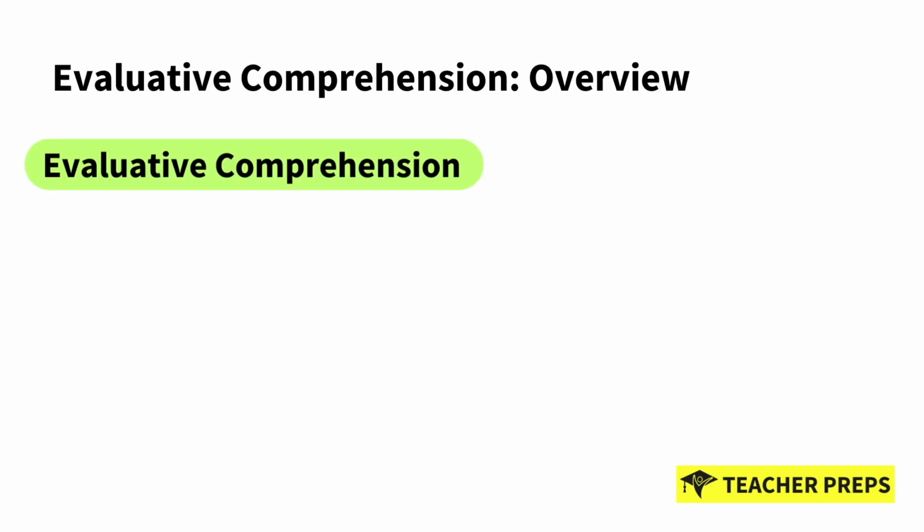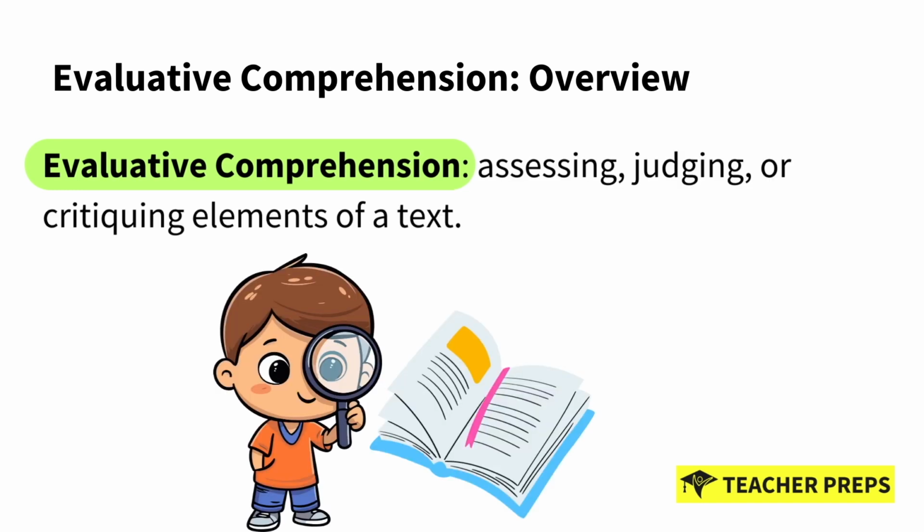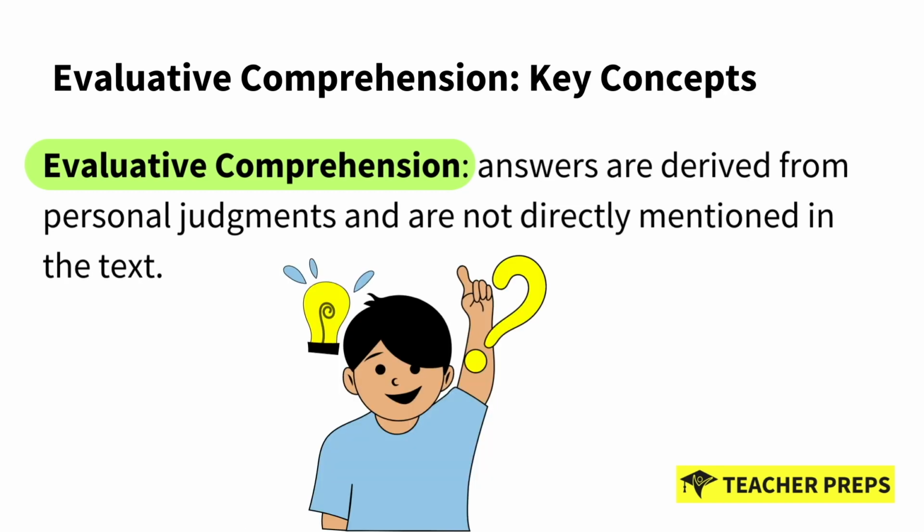Moving on to our third form of reading comprehension, and the most challenging is evaluative comprehension, which entails assessing, judging, or critiquing elements of a text. So instead of just understanding or inferring, students will analyze and assess the content that they read. Like inferential comprehension, answers to evaluative comprehension checking questions are also in the reader's or in the student's head, or are derived from personal judgments and are not directly mentioned in the text.